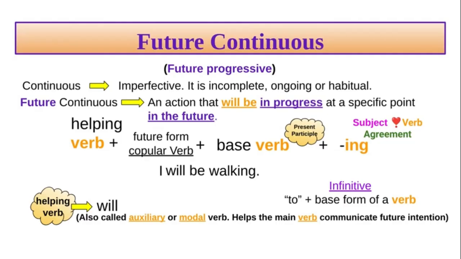Another example in the third person plural, they, add the helping verb will, the future form copular verb be, that agrees in the third person plural, our base verb plus an ing ending to meet that present participle, walking. They will be walking. Okay, both of these sentences, the subject and the verb agree in person, number, and tense.